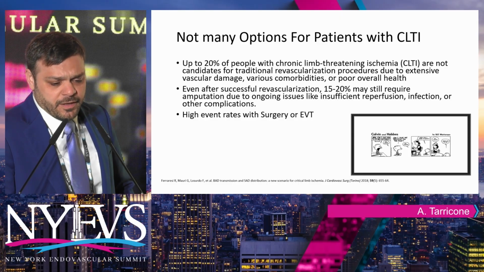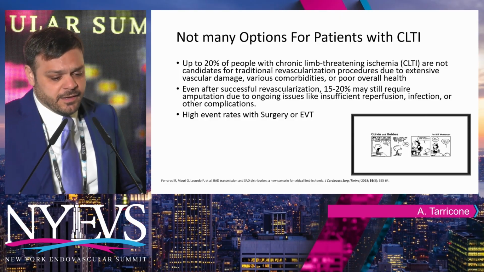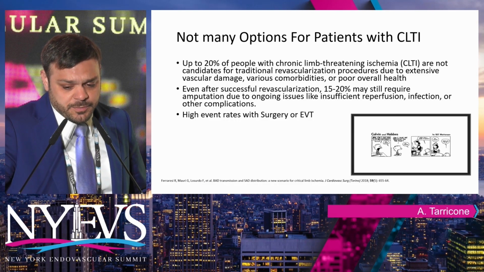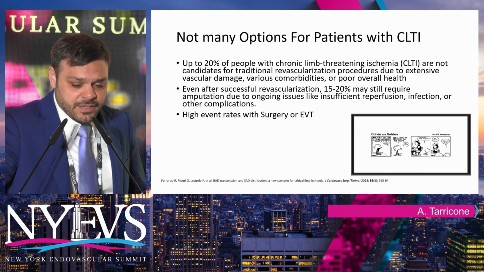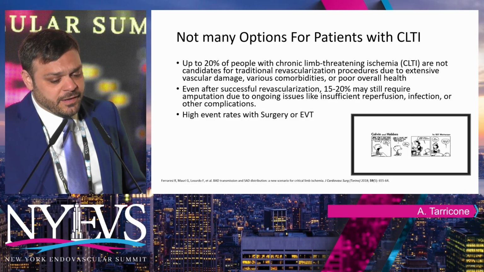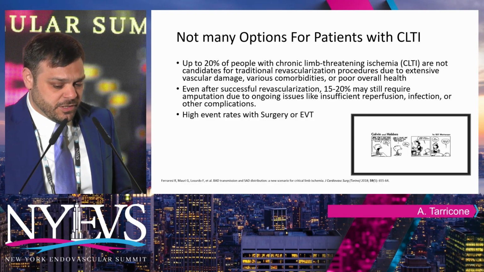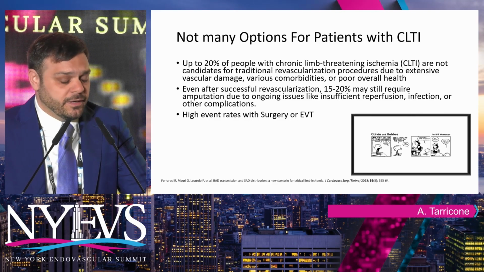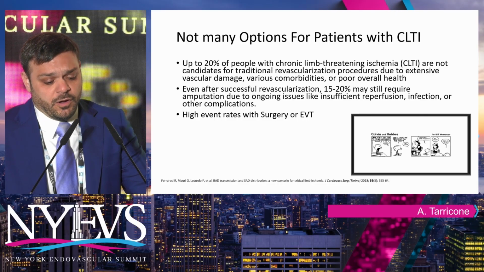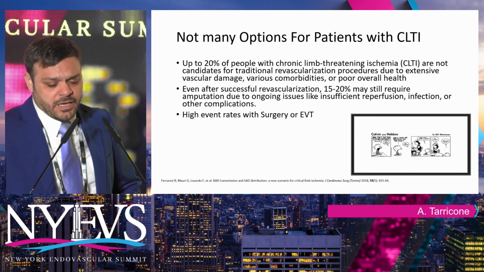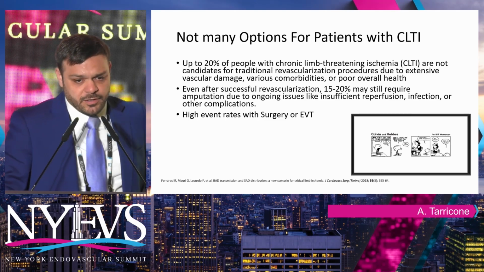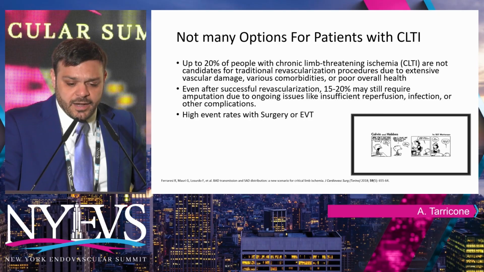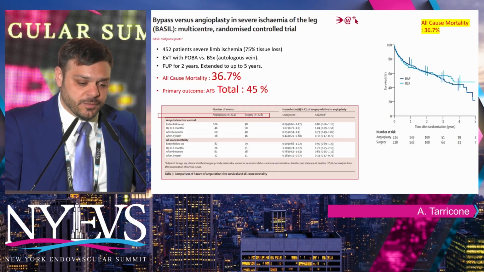So important to note that there are not many options for patients with CLTI. Up to 20% of people that have chronic limb-threatening ischemia are not candidates for traditional revascularization procedures due to the extensive vascular damage and comorbidities or just poor overall health. And even after successful revascularization, about 1/5 of patients may still require amputation due to ongoing perfusion issues, infection, or other complications. And I think really important to keep in mind is the high event rates with surgery or endovascular therapy for these patients with CLI. And what we'll talk about is kind of the surprising data that we're seeing with the TTT procedure.